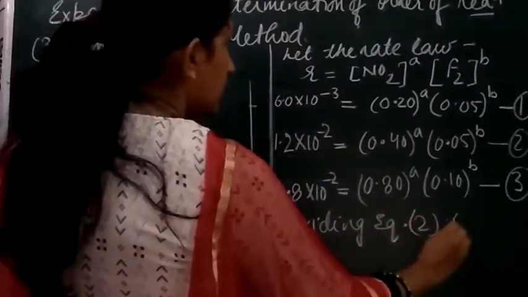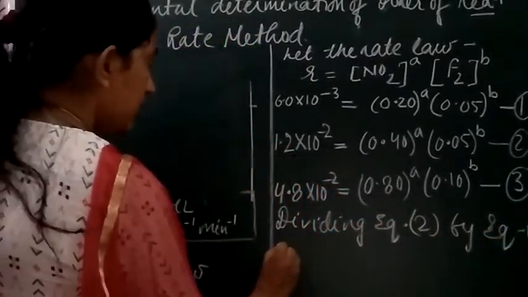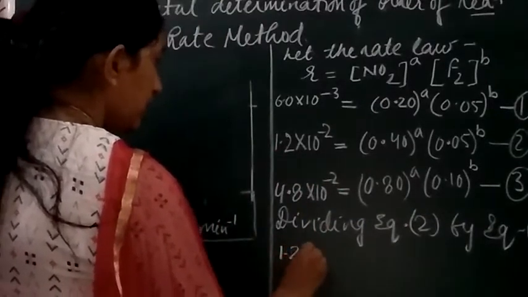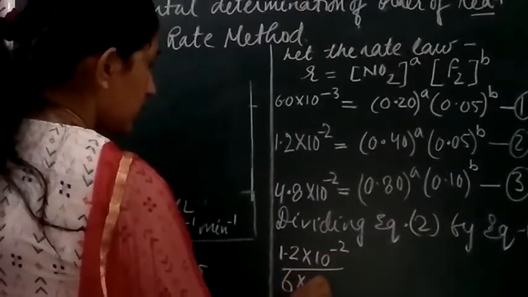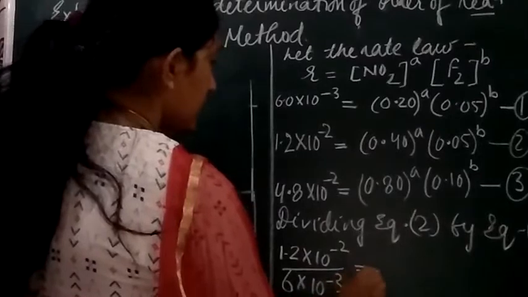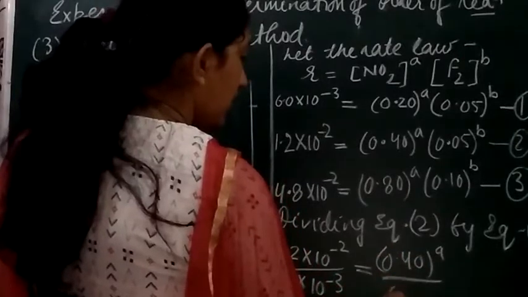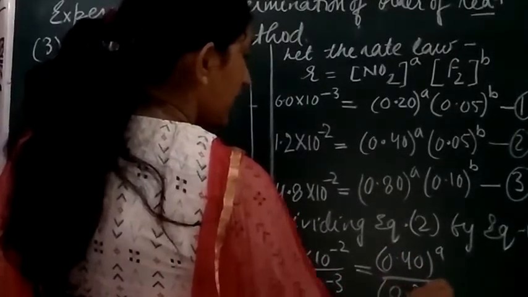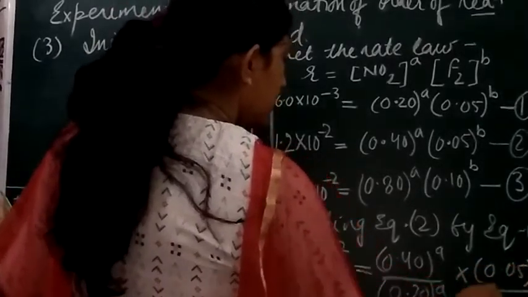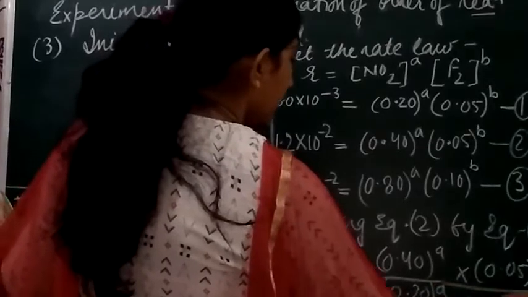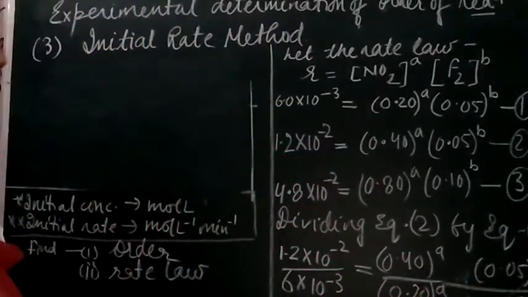equation 2 by equation 1. So how will it be written? It will be written 1.2 into 10 raised to power minus 2 divided by 6 into 10 raised to power minus 3 equals 0.40 A upon 0.20 A, and 0.05 B here also. We'll get 0.05 B, so you can see that this part is going to cancel out.